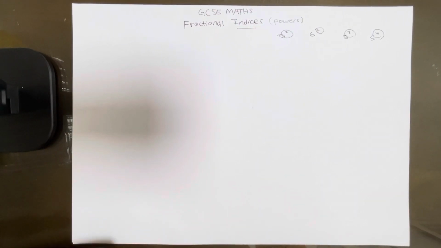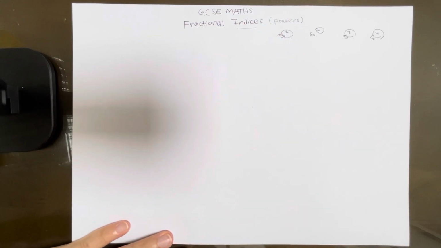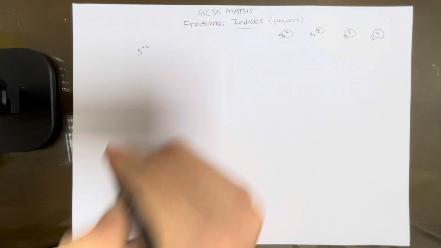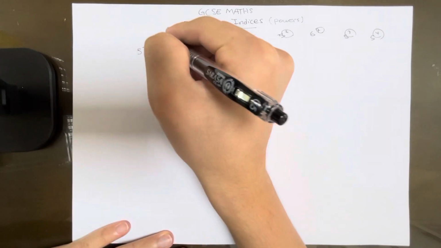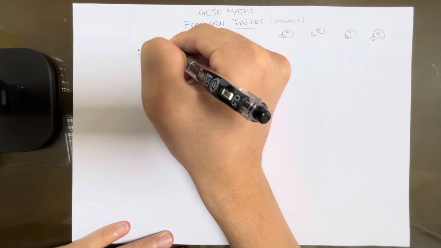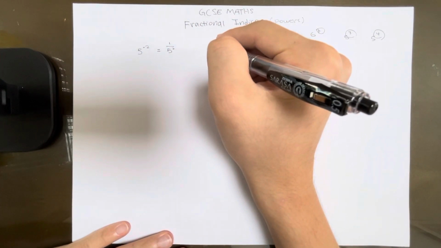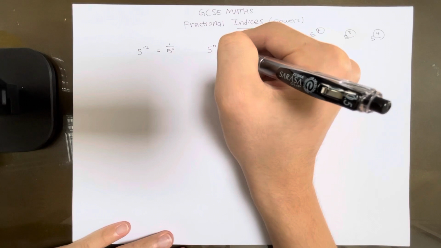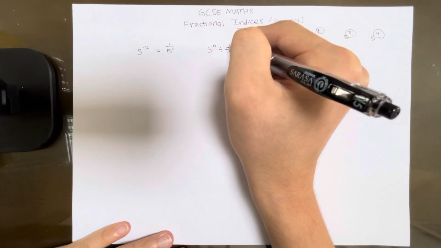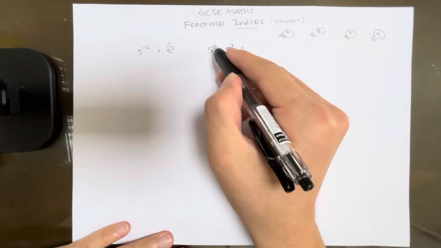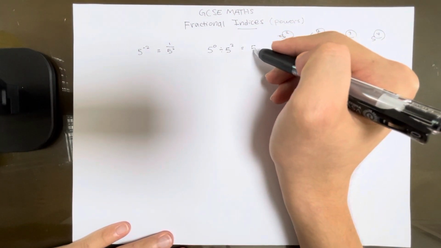So, in the previous video, I looked at negative indices, which is when we have 5 to the power of negative 2. And we can simplify this to write it as 1 over 5 to the power of 2. Because we can think of 5 to the power of negative 2 as 5 to the power of 0 divided by 5 to the power of 2. Because remember, part of the rule of indices is that when you divide powers, you minus the powers, right? So it becomes 5 to the power of negative 2.